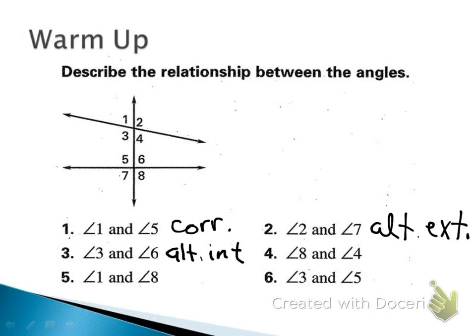8 and 4. Corresponding again, good. 1 and 8. Alternate exterior, good. And 3 and 5. Same side interior. Wonderful. So yesterday was basically just a vocab lesson. It seems like you guys are doing just fine with those vocab words. Today what we're going to learn is how these things are related when you have a special set of lines. So any questions on the relationships before we move on to today's material?